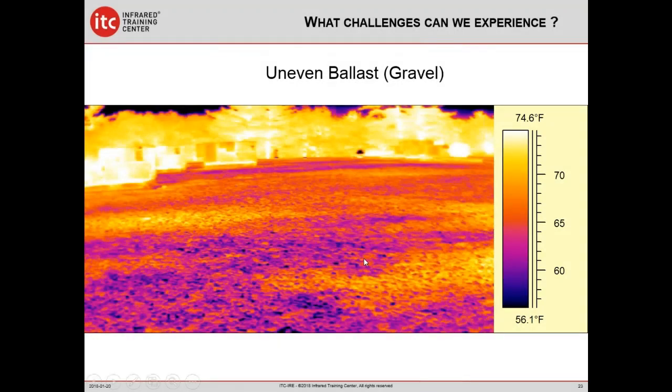Uneven ballast, graveled roof. So these roofs are very challenging because depending on the gravel, of course, the gravel or the moisture or the dirt will hold the moisture and make it harder for us to see exactly whether the thermal anomaly is actually moisture held by the gravel or thermal anomaly with the moisture underneath the membrane.